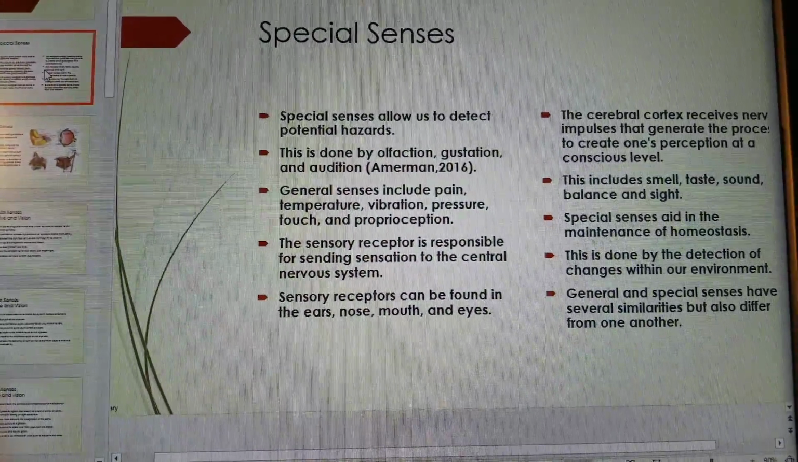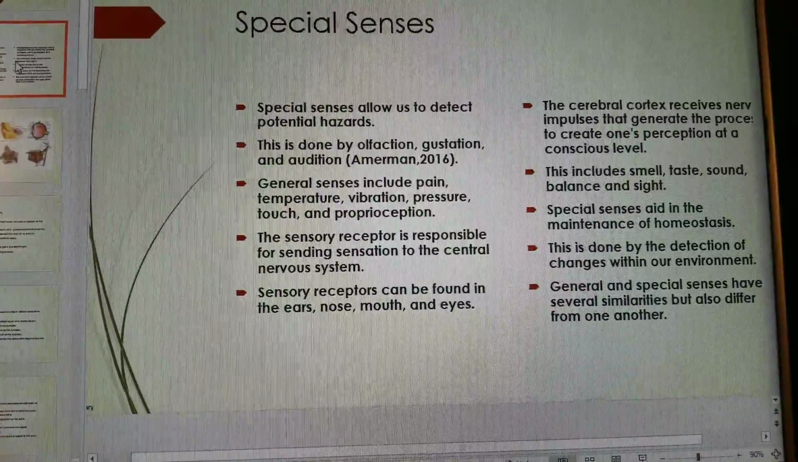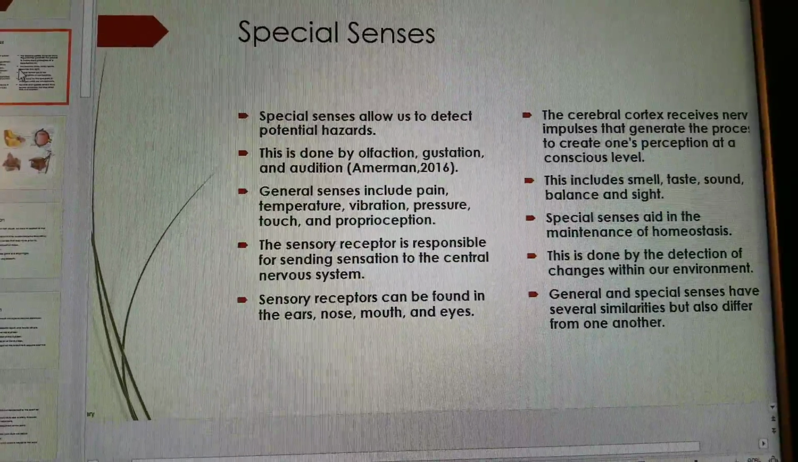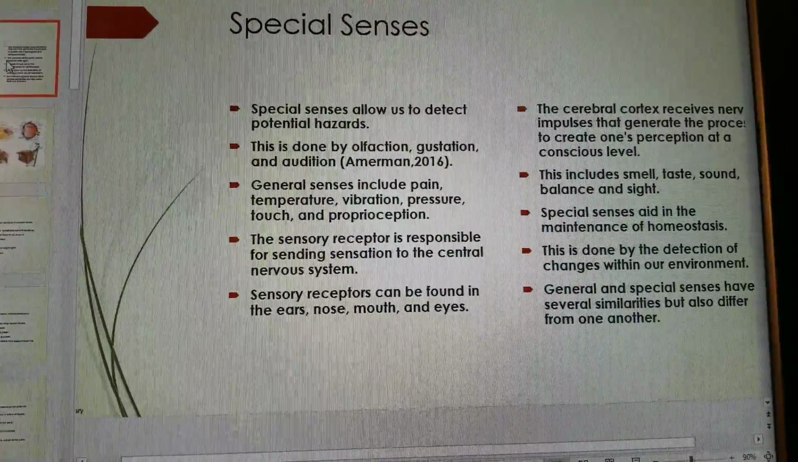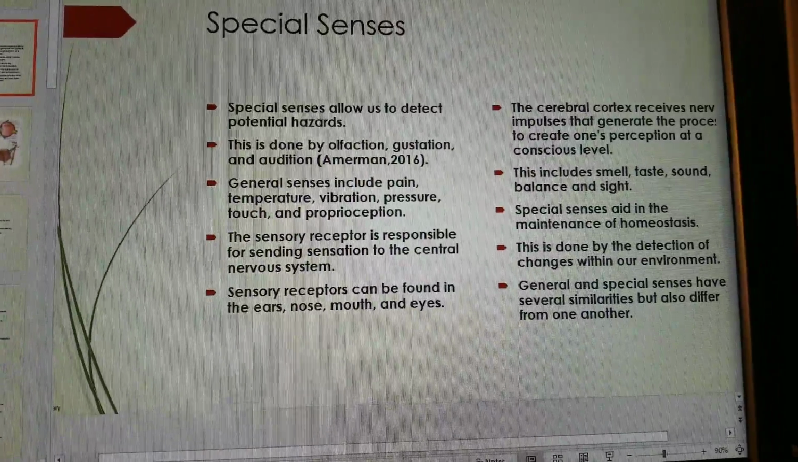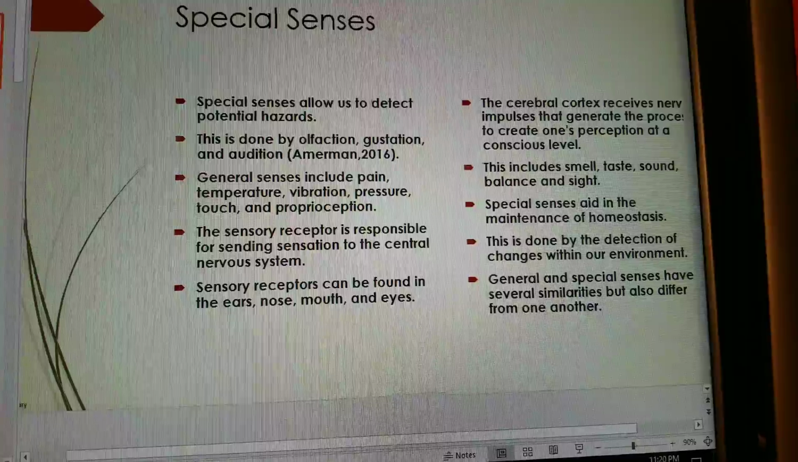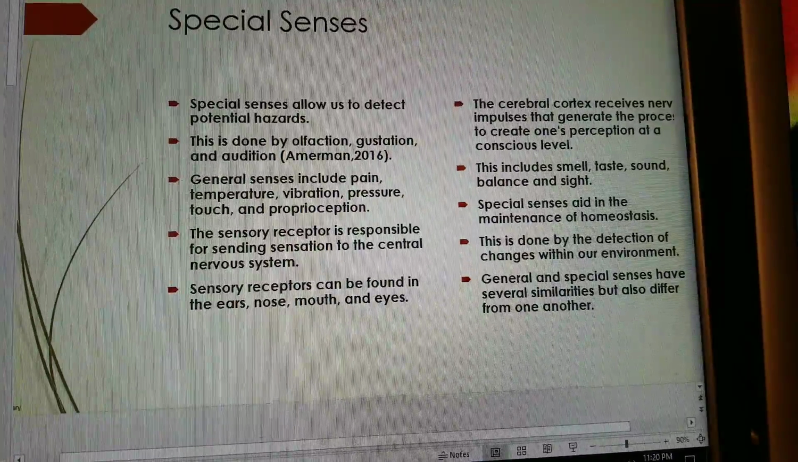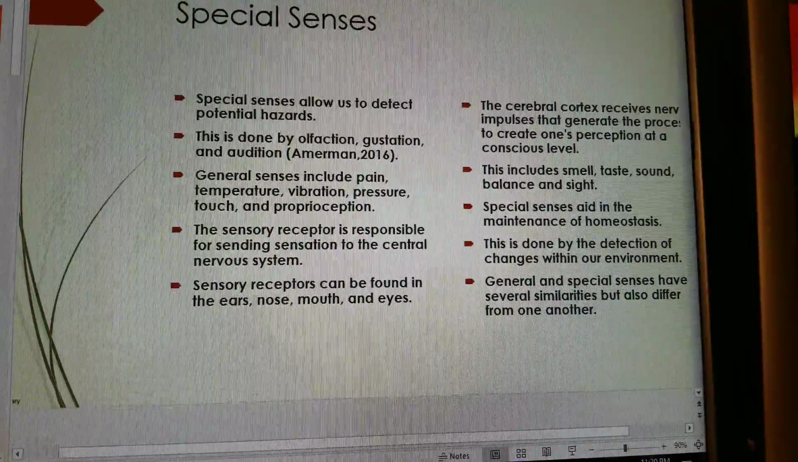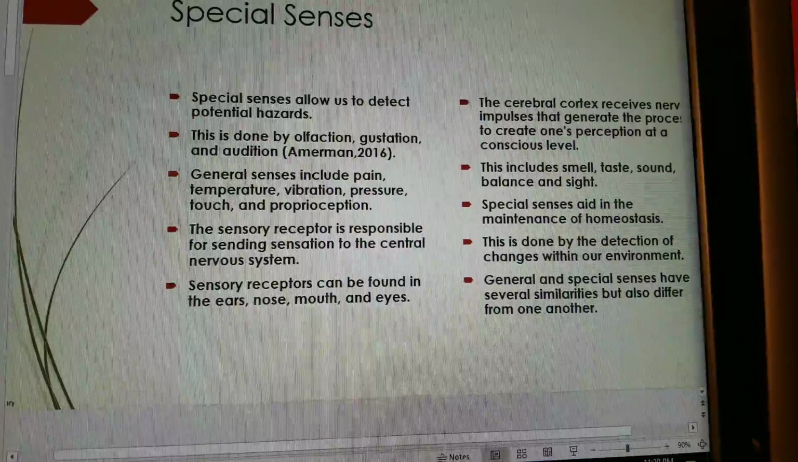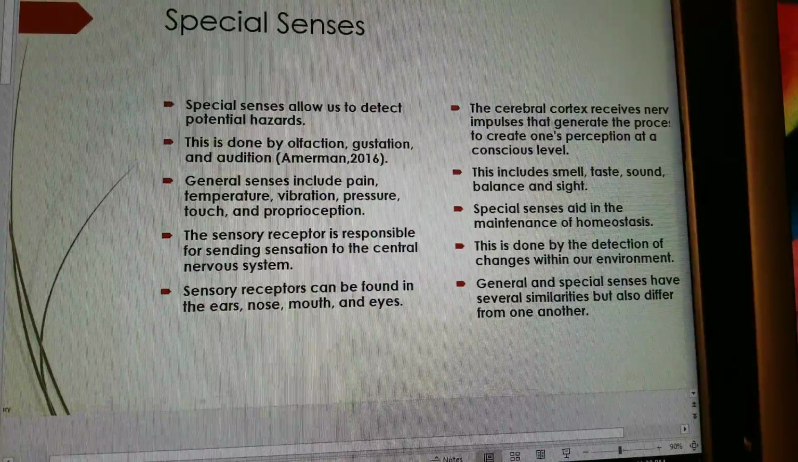Special senses allow us to detect potential hazards. This is done by olfaction, gustation, and audition. General senses include pain, temperature, vibration, pressure, touch, and proprioception. The sensory receptor is responsible for sending sensation to the central nervous system. Sensory receptors can be found in the ears, nose, mouth, and eyes.